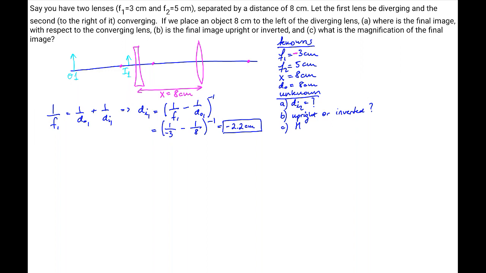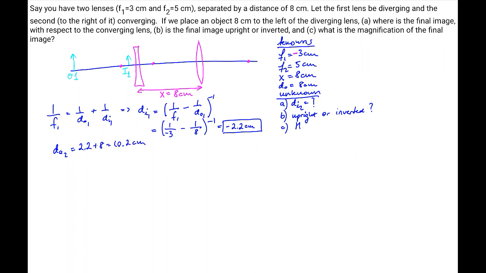Now, we have to deal with a second lens, and we know that this image is now the object for the second lens. So the object distance will be this entire distance here. That is the 2.2 we have here plus 8 centimeters. So we're looking for the distance directly from here to there. So let's write that down. Now we have do2 is 2.2 plus 8, or 10.2 centimeters. We're just strictly looking at the distance away from lens 2.